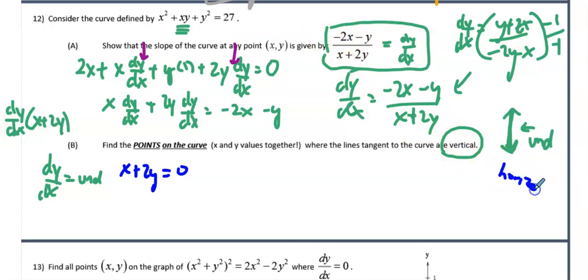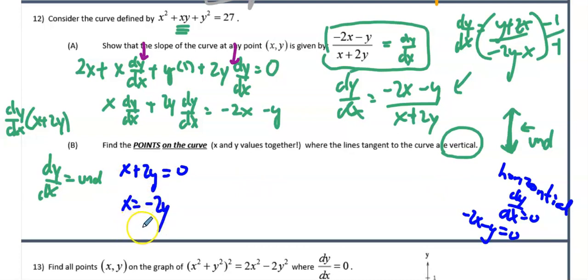So if it were horizontal, then you would say that dy/dx would be equal to 0, and then you would set your numerator equal to 0, because I've seen this one a lot too. So let's do that. So we're going to get x is going to be equal to negative 2y. Okay? So we want to know the actual points.